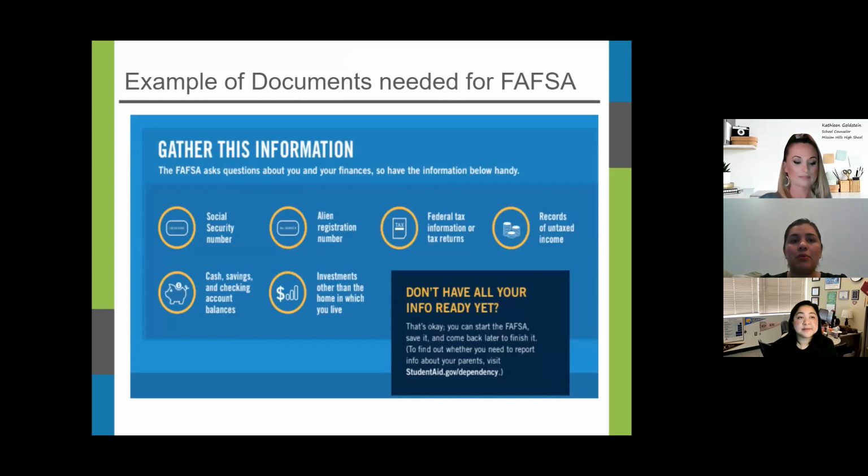This is just an example of the documents that would be needed for the FAFSA. You don't upload them, but they will ask you for information, so you have to manually type it in. For example, they will ask for social security numbers. If your student has a green card, they will ask for the alien registration number, federal tax information or tax returns, records of untaxed income, cash savings and checking account balances, as well as investments.